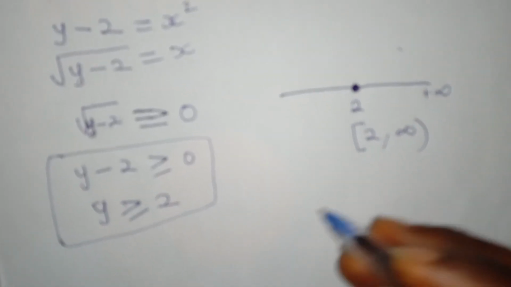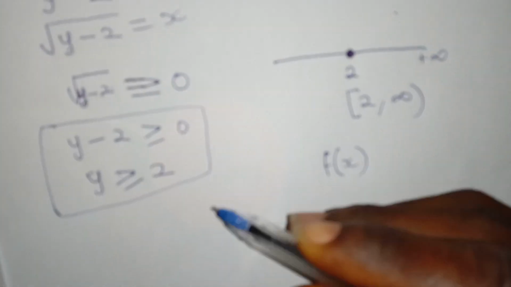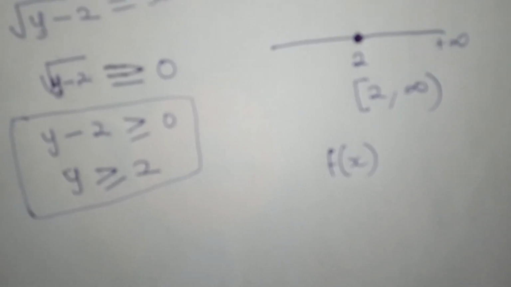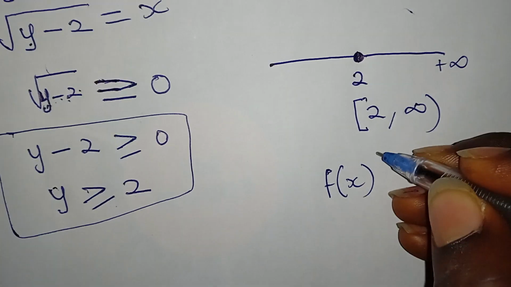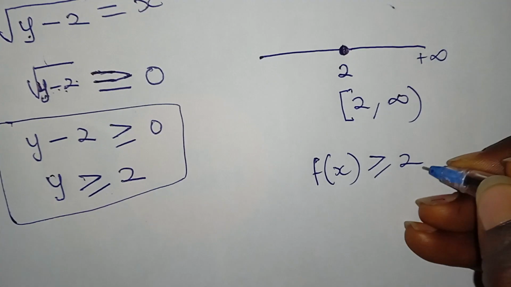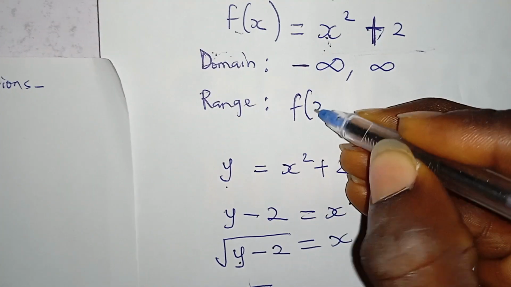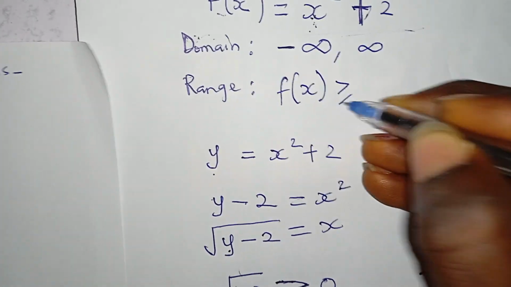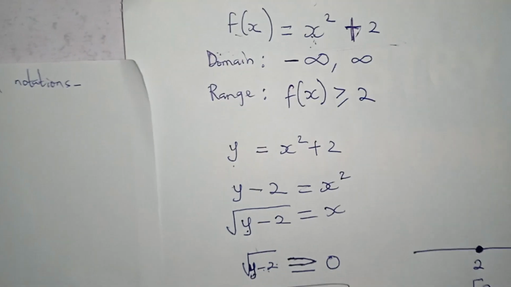So to write this, the range will simply be f of x. Remember that f of x is the same as y. We represent this as f of x greater than or equal to 2. You know that. So in range, this is going to be f of x greater than or equal to 2. This is our range. So let's move to question number 2.